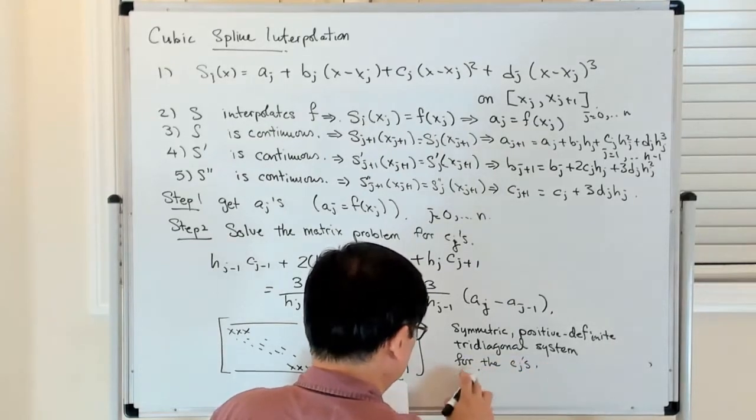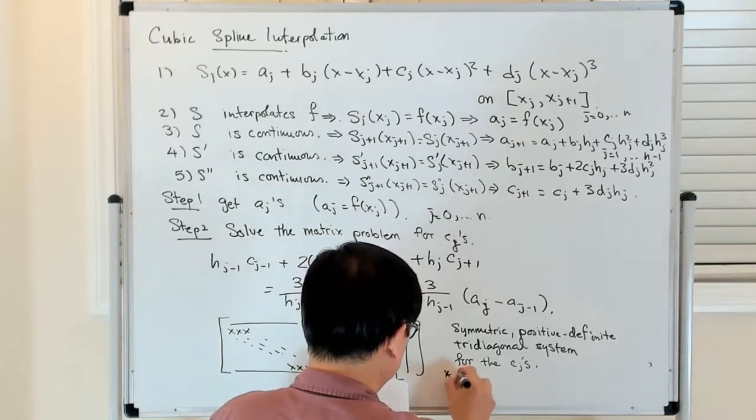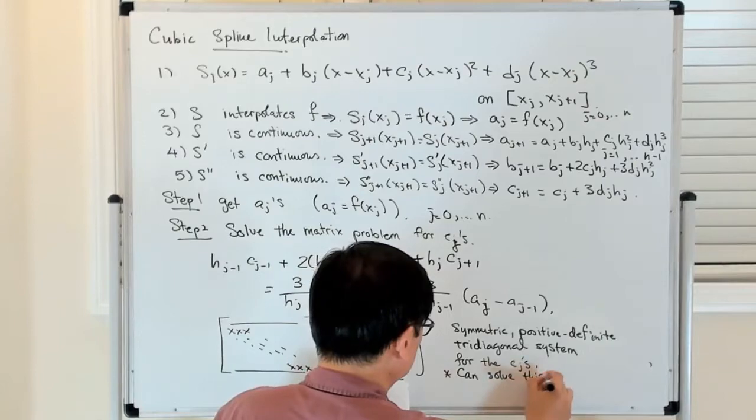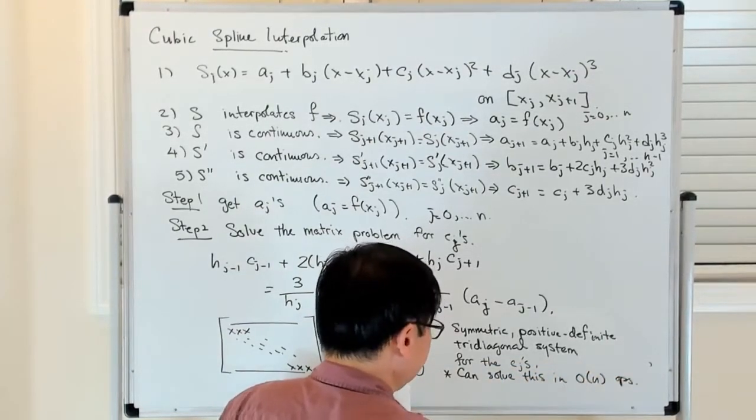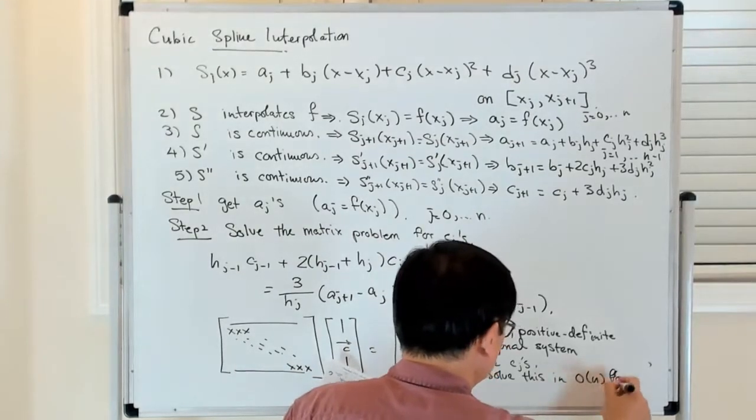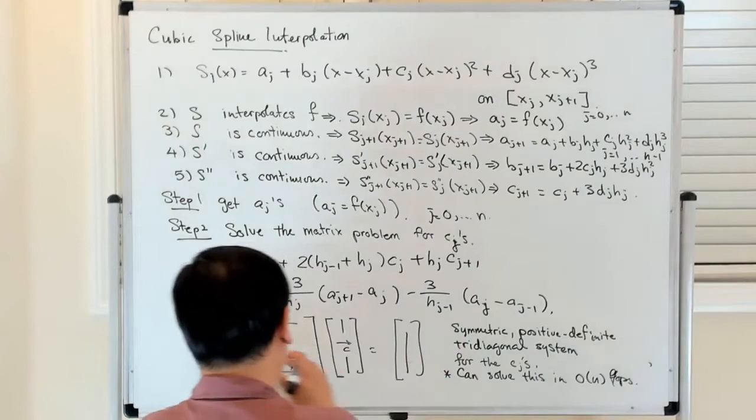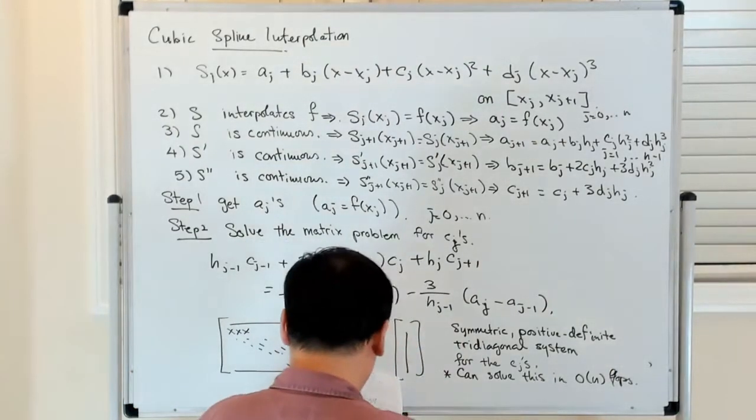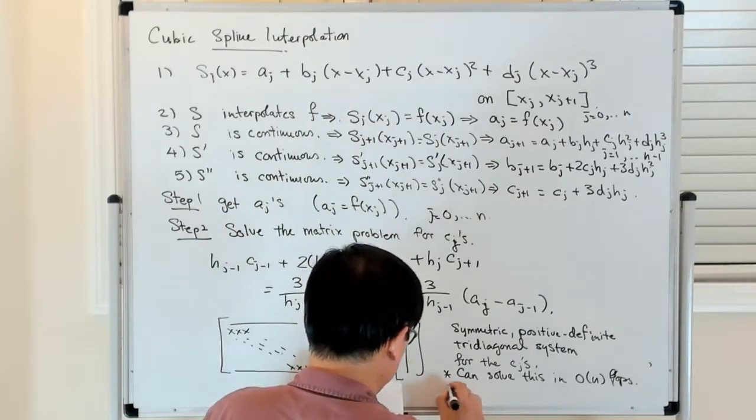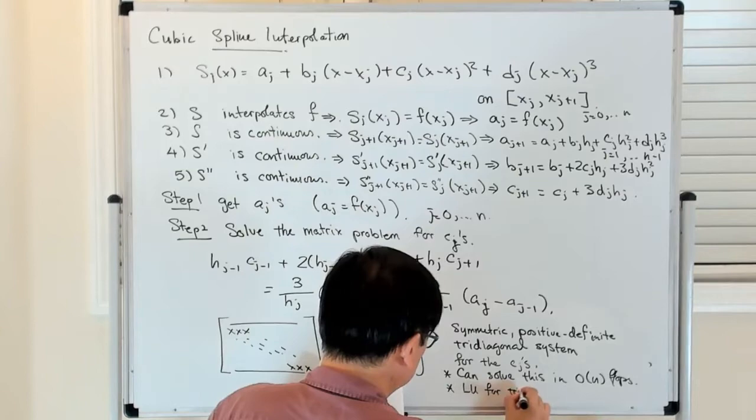And the claim is that there is a way to solve this in O(n) operations. Okay, so I can solve this in big O of n operations. And the way you do this is by a very special form of LU decomposition, which exploits the fact that you have this tridiagonal structure. So you use LU for tridiagonal systems.